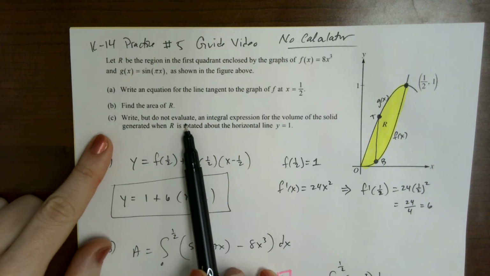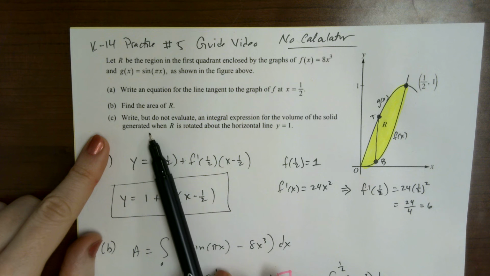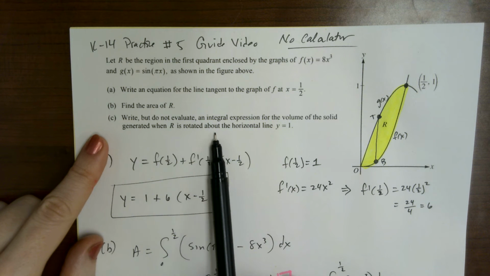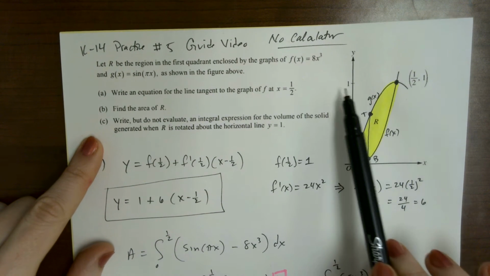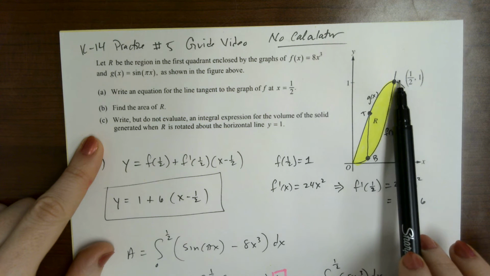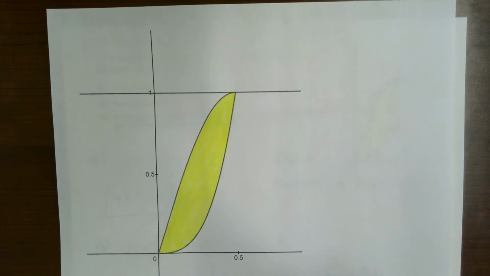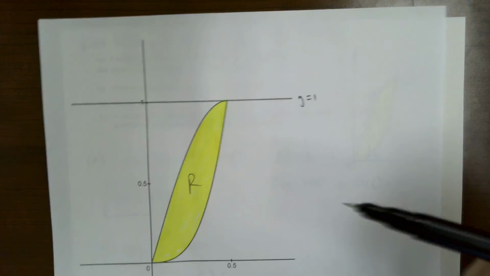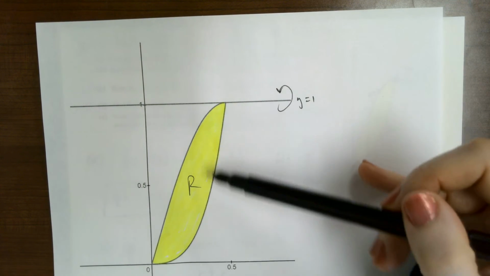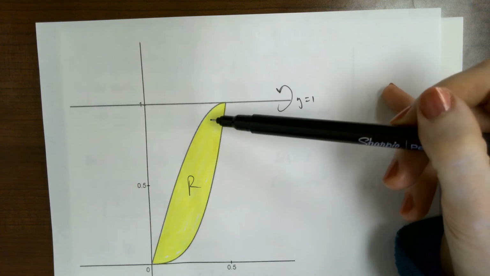Write, but do not evaluate, an integral expression for the volume of the solid generated when R is rotated about the horizontal line y equals 1. Okay, so the horizontal line y equals 1 is going like that. And I did do this picture here. Okay, so this is the region R. All right, this is the line y equals 1. And you're rotating this region R around y equals 1.